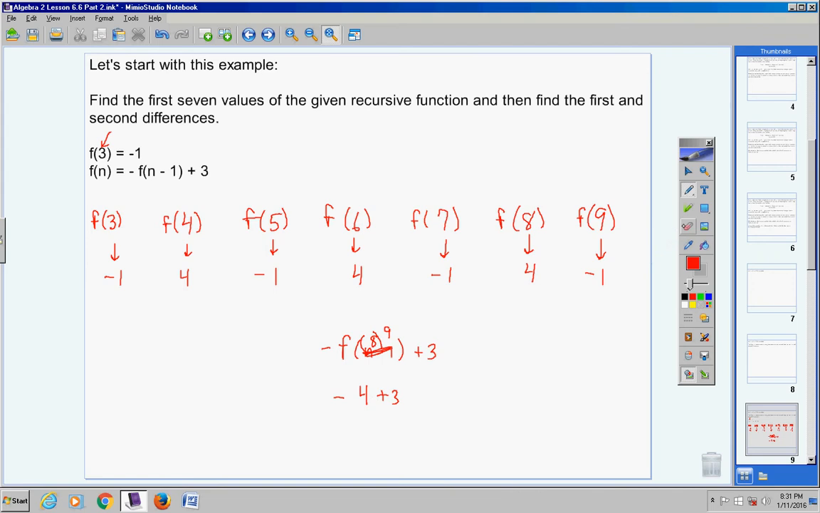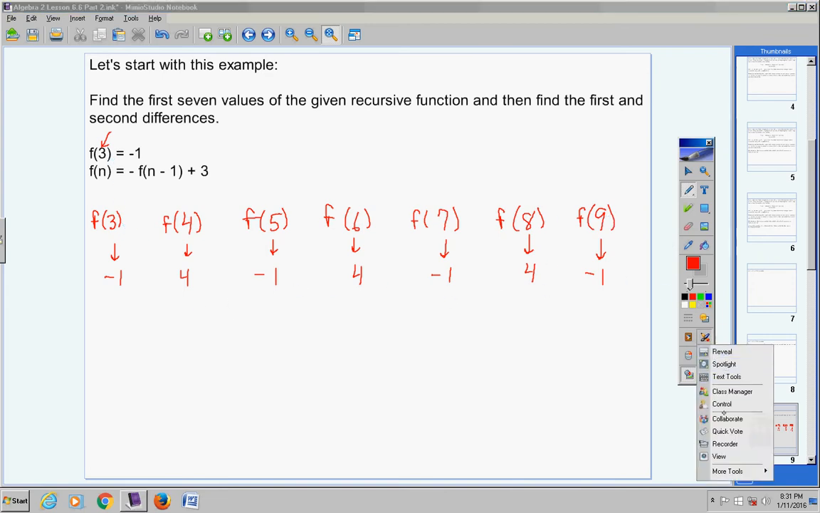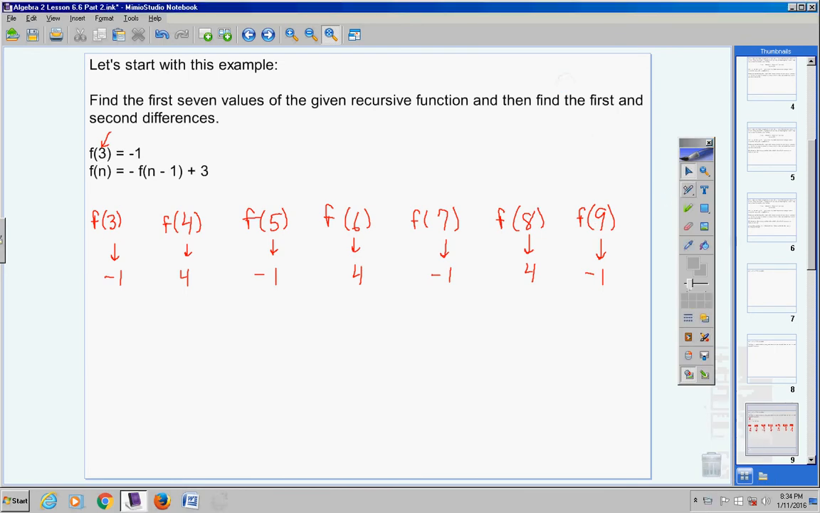So yes or no, did we find our first 7 values? Yes, we did. We started with 3. We went up to 9. We found our first 7 values. So, if we've done the first thing, the first 7 values, now we're going to do this. Are you ready? Here's the new stuff. We're going to find the first and second differences. And it's really, really easy, okay?